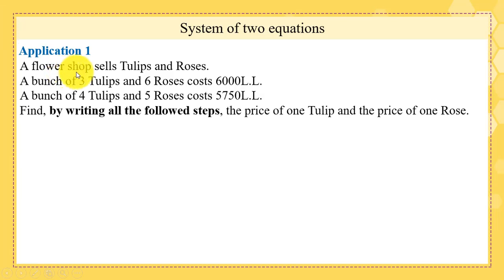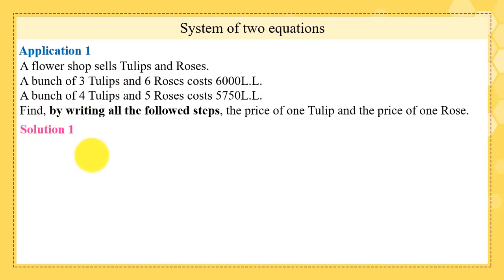Application 1. A flower shop sells tulips and roses. A bunch of 3 tulips and 6 roses costs 6,000 Lebanese liras. A bunch of 4 tulips and 5 roses costs 5,750 Lebanese liras. Find, by writing all the following steps, the price of 1 tulip and the price of 1 rose. Pause the video and solve this application.